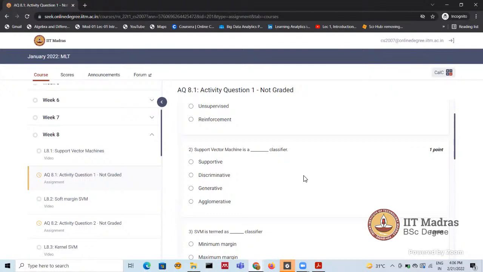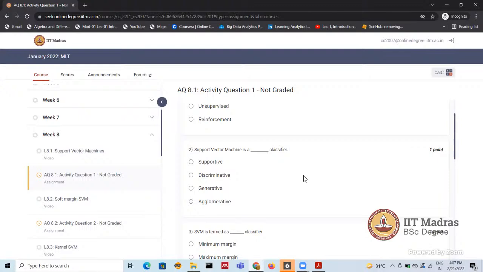Discriminative, but I was quite curious to know what agglomerative even means. Okay, I made this question, so I'll tell you. Actually there are only two types of algorithms, discriminative and generative. The other options were framed so that people get confused, because it's a support vector machine, so people might think supportive. Agglomerative clustering is actually a hierarchical clustering technique which you will study in the 11th week. But here the main distinction was between discriminative and generative.